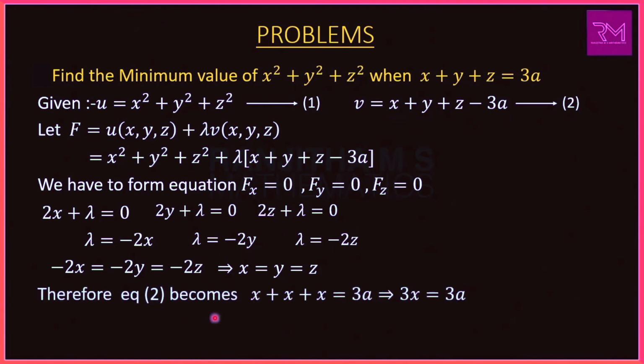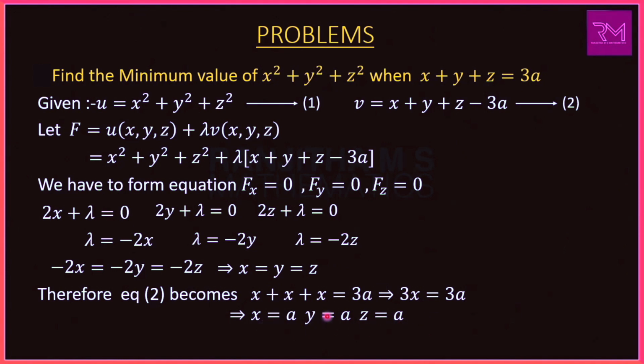We substitute y and z as x, and we get x plus x plus x which is equal to 3a, which implies 3x is equal to 3a. Hence we get the x value as a. Similarly, in the place of x and z substitute y, we get the value of y as a. Similarly, substitute x and y as z, we get the value of z as a. Hence we get the value of x as a, y as a and z as a.